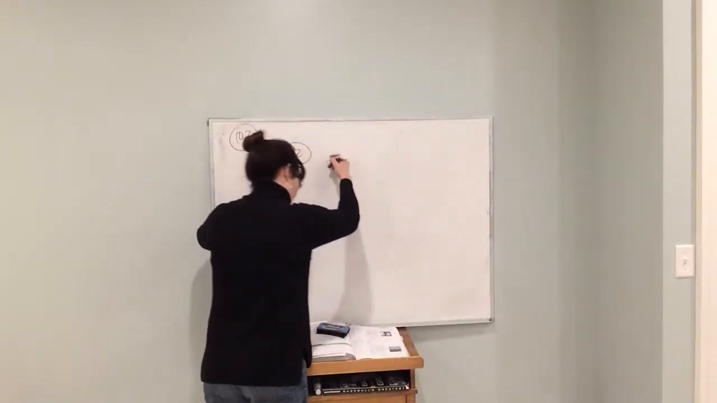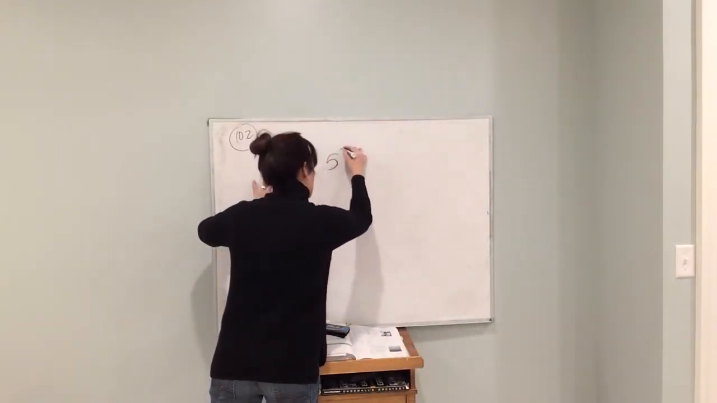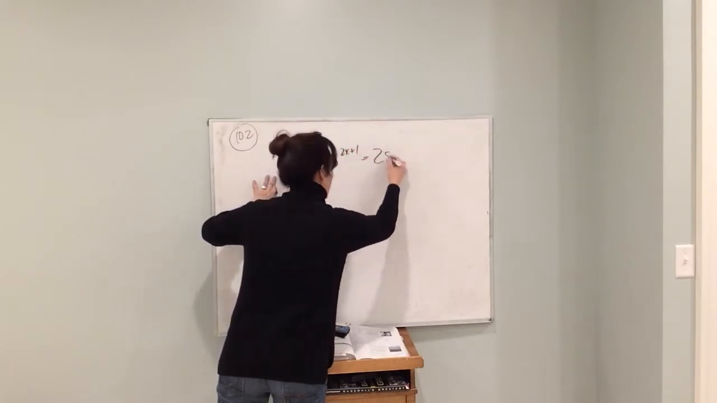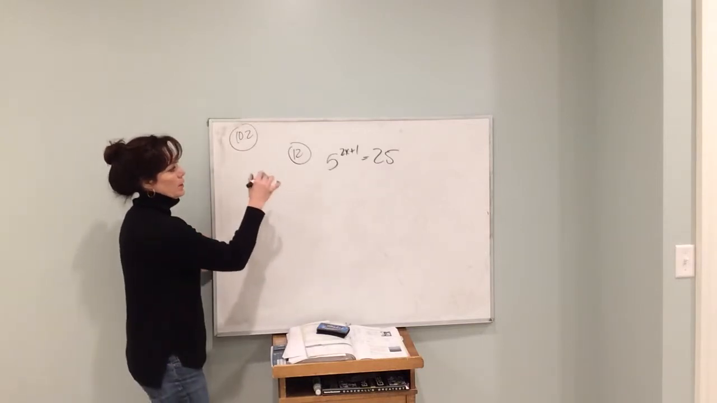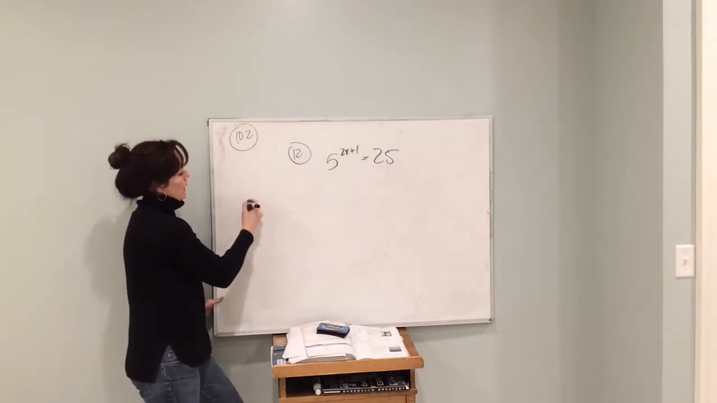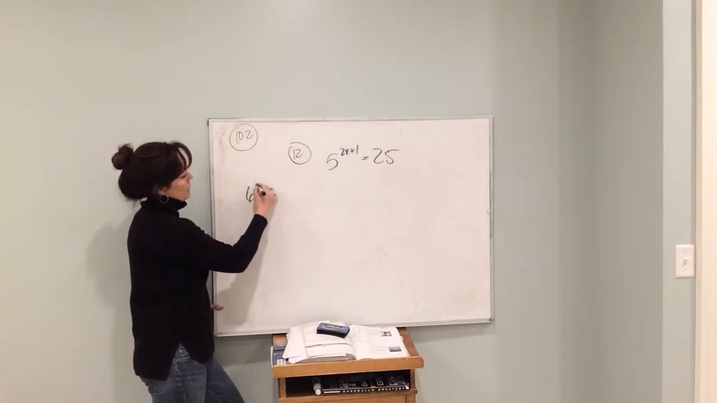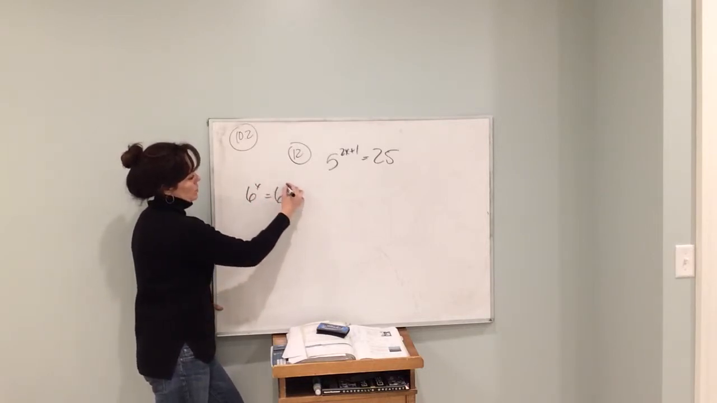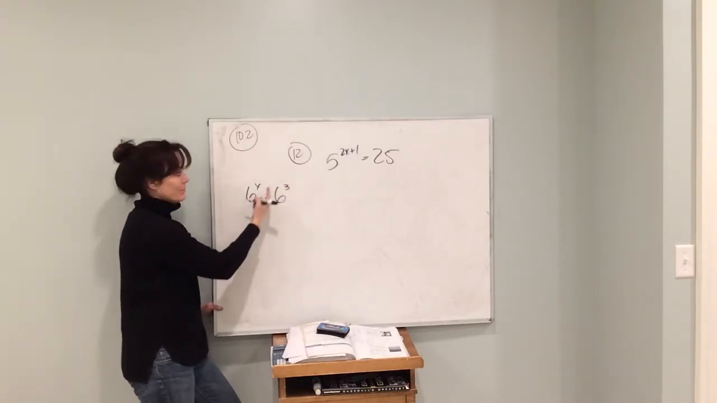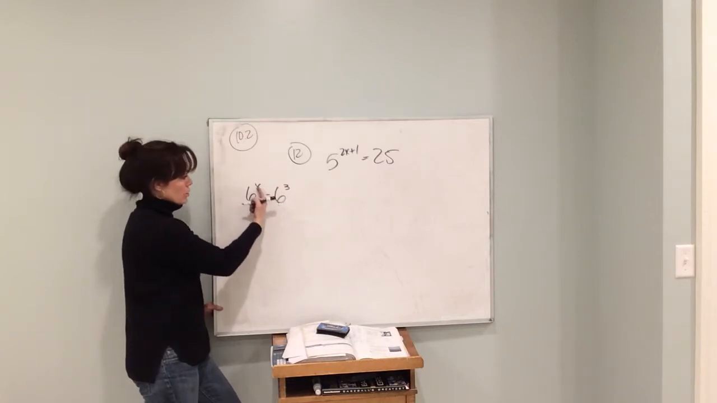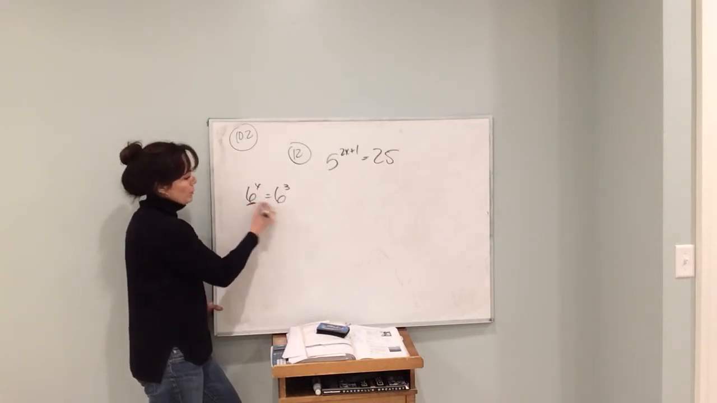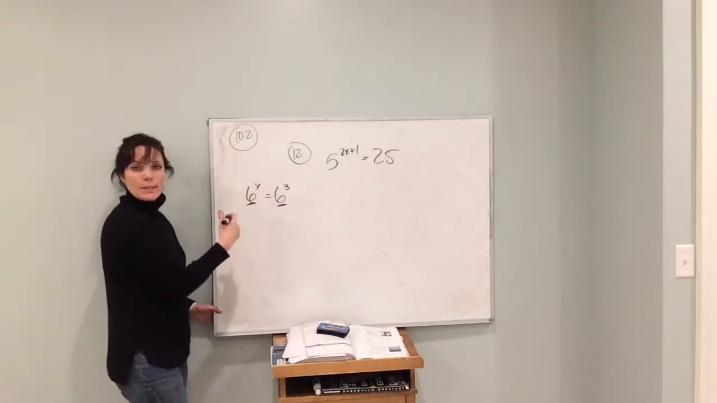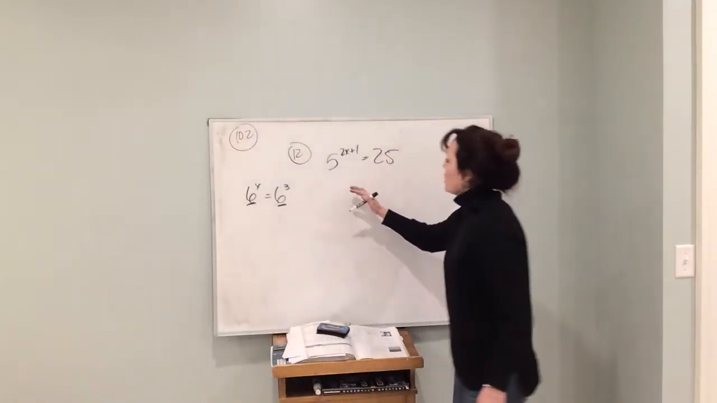Problem number 12 says 5 to the 2x plus 1 equals 25. All right, so what we have is x in our exponent here. If I have 6 to the x equals 6 to the third, what can you tell me about x? Well, x has to be 3. There's not something else it could be that this would still be true. It has to be 3. So if we can make our bases the same, then our exponents have to be equal. And that's the way we're going to solve this.